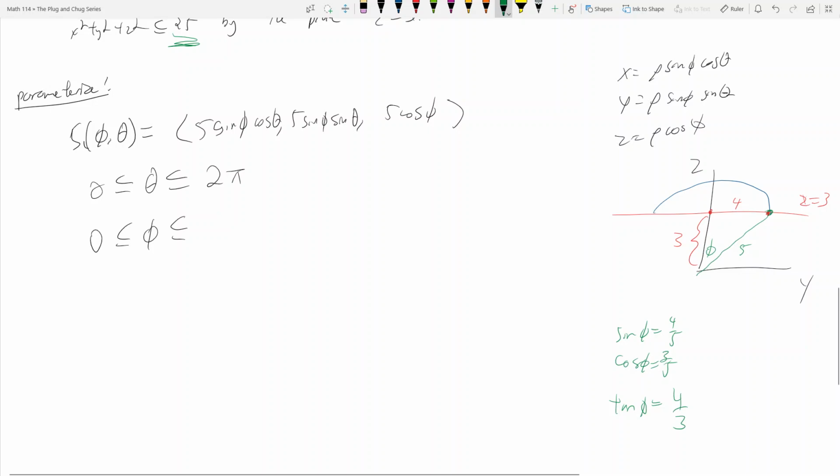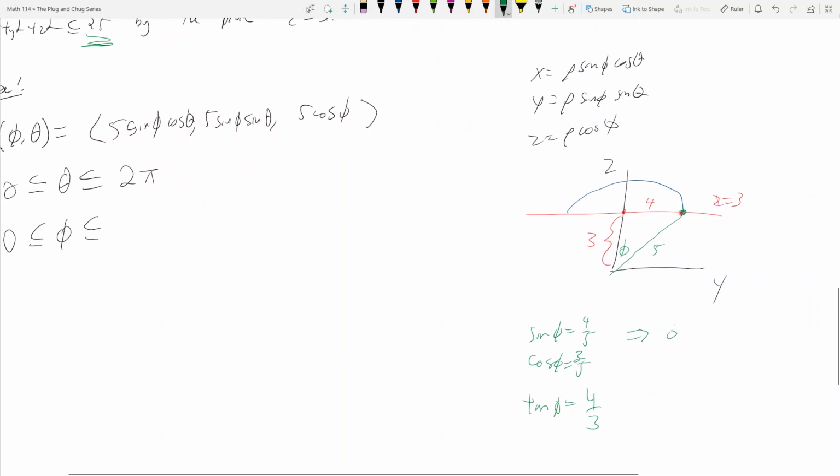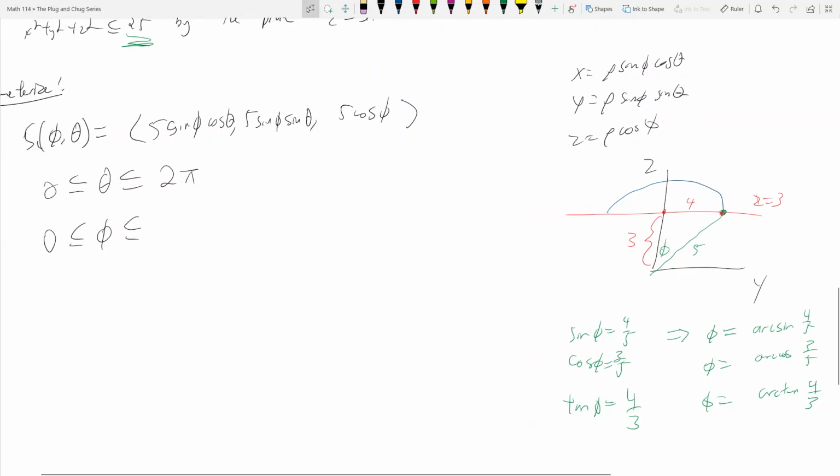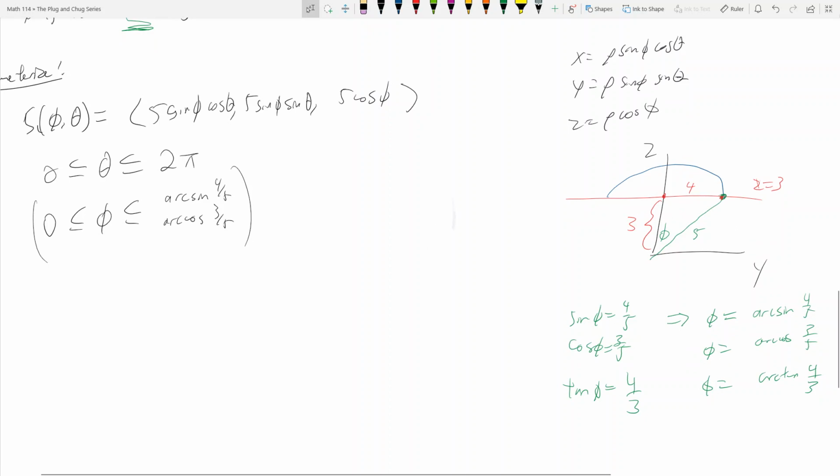So what is phi? Phi is equal to arc sine 4/5, or arc cosine 3/5, or arc tangent 4/3. There's really no good thing to put for phi; it's not like some pi over 6 or something like that. For now, let's just say it's arc sine 4/5 or arc cosine 3/5. It's one of these two. We don't really have to worry about this until we start doing the integral, but this is going to be my parameterization.